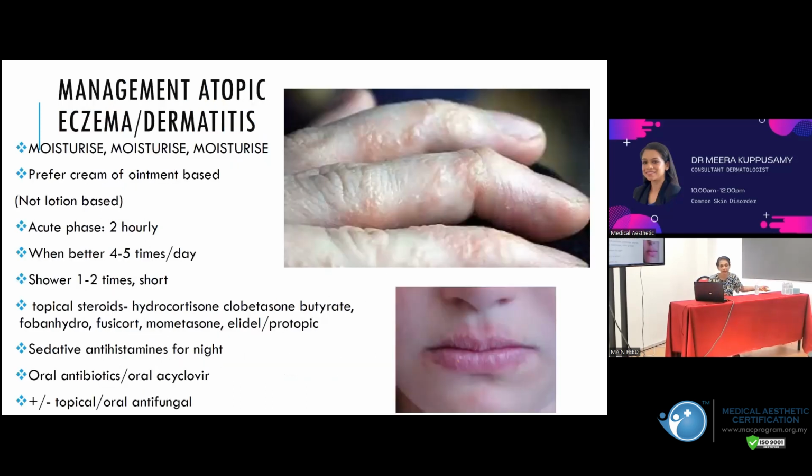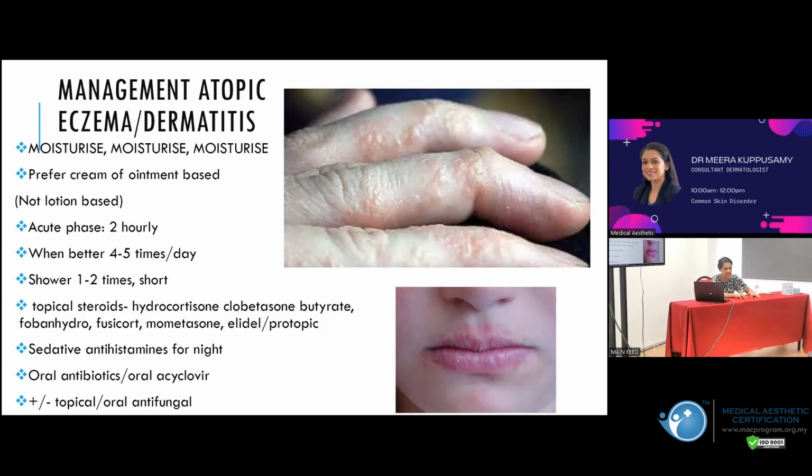Okay, so the management of atopic dermatitis is always to moisturize. That is the main thing. A lot of times when the patients have seen GPs, they are always put on steroids as the first line. But actually the moisturizer is the main treatment, because the root cause is to restore the epidermal barrier. And for patients with atopic dermatitis, we prefer cream or ointment-based moisturizers, not lotion-based.